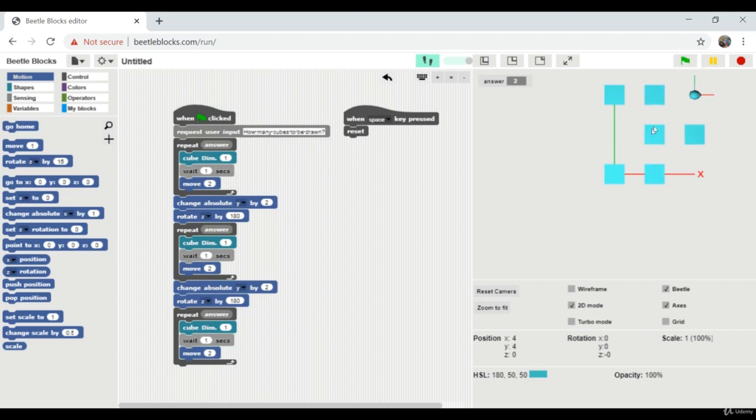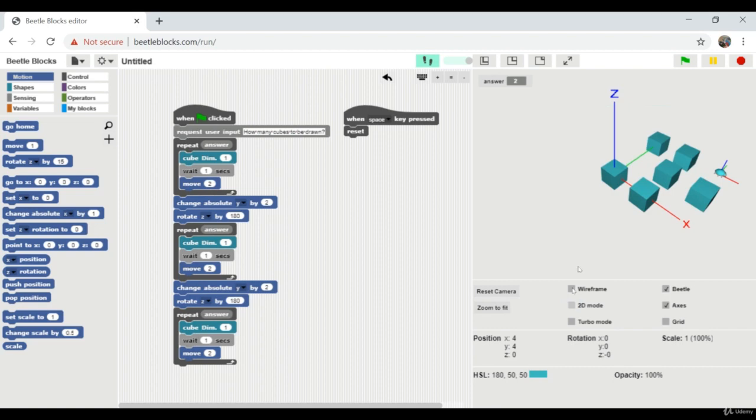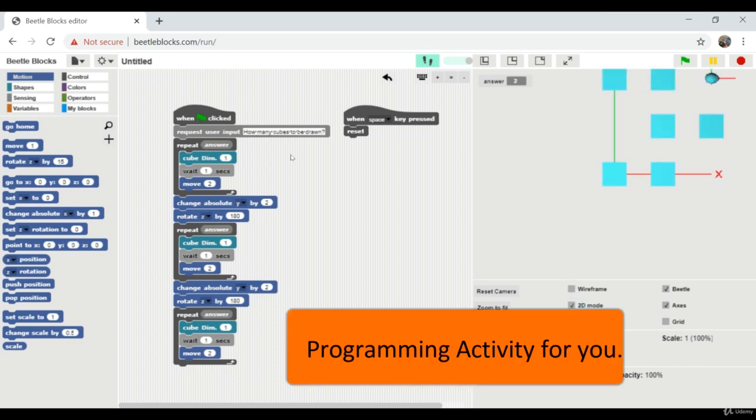So you can see the beetle has drawn cubes. If you see it in the 3D mode, you will see how complex these cubes look, the way they have been positioned, but the program has been very simple. Now the next step is to make this program smaller or shorter.